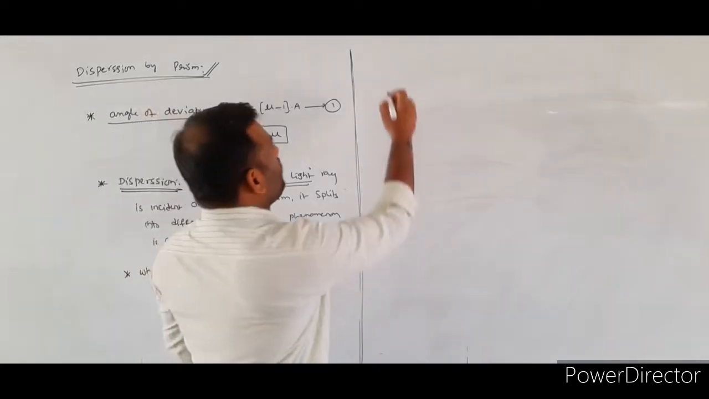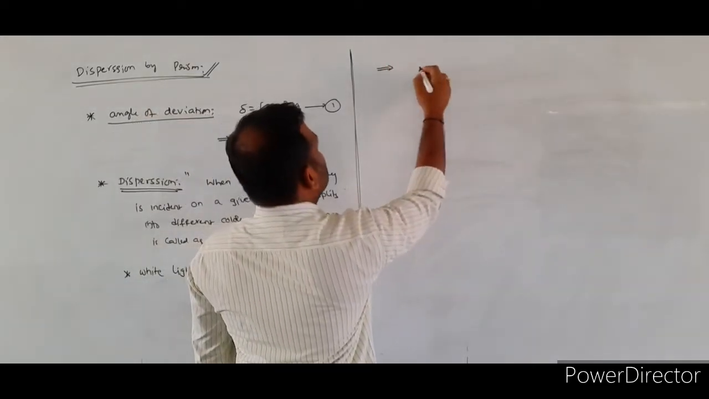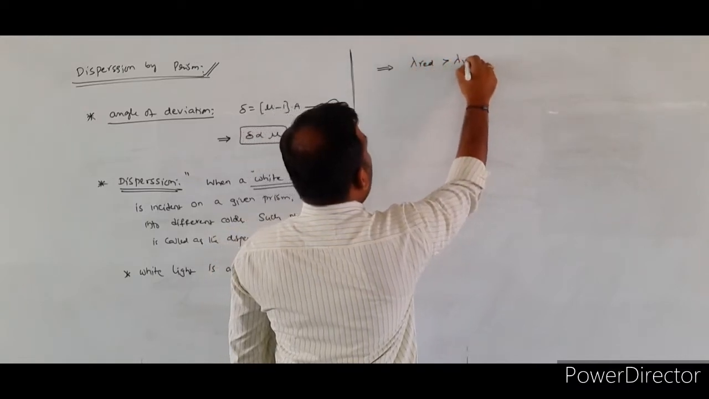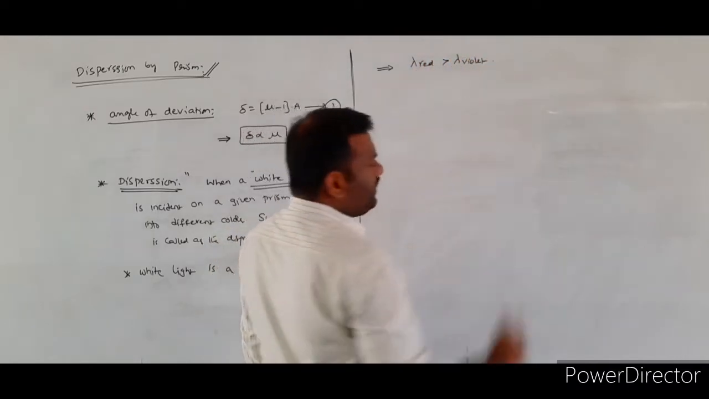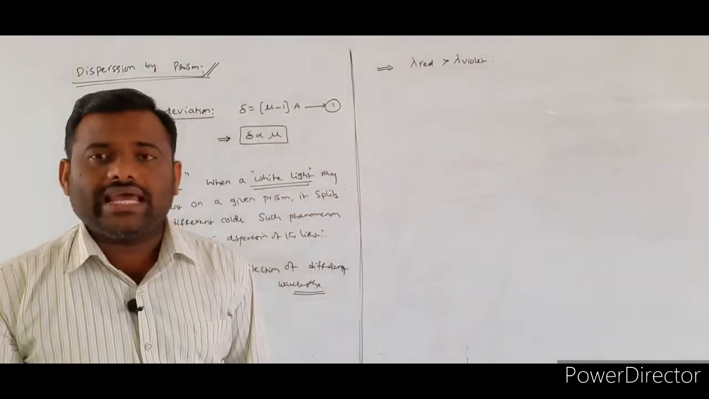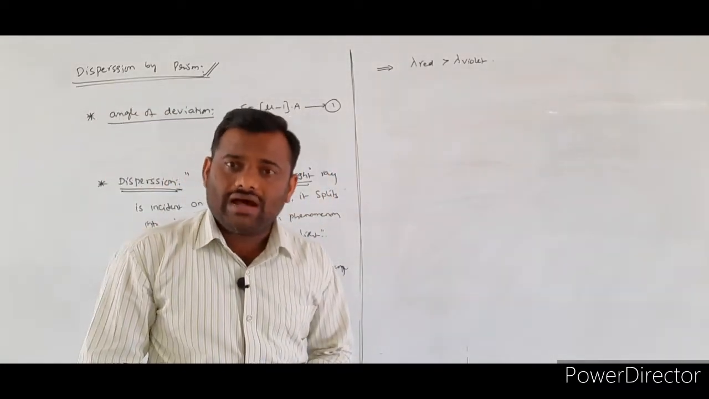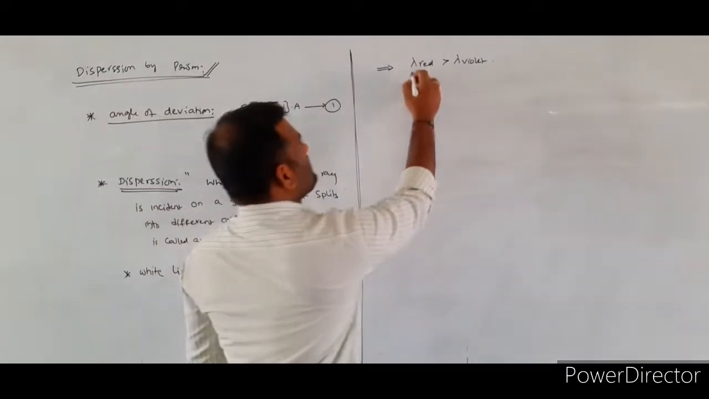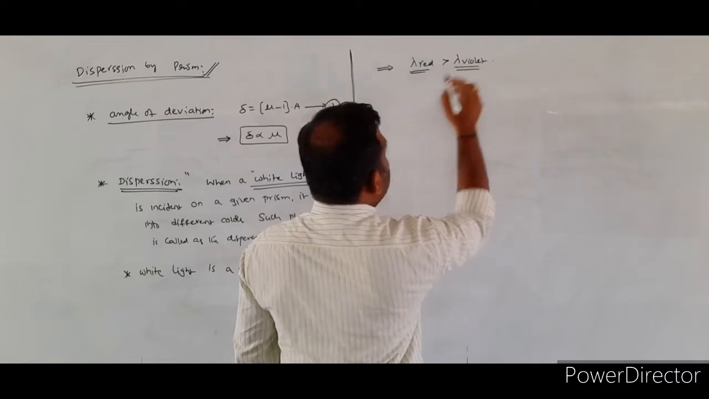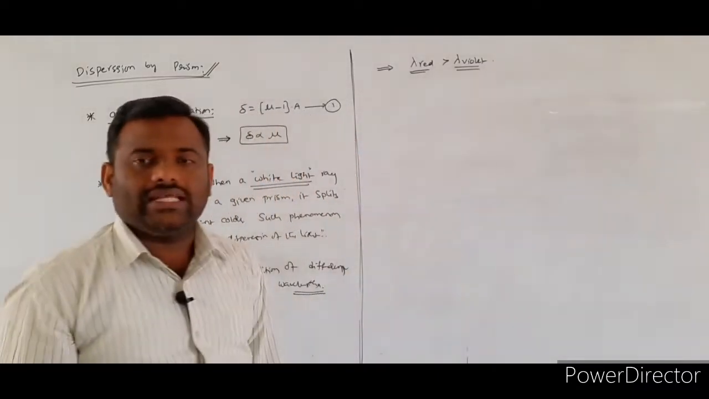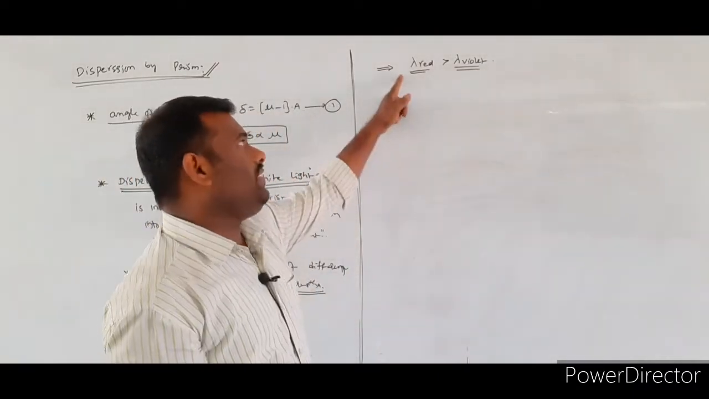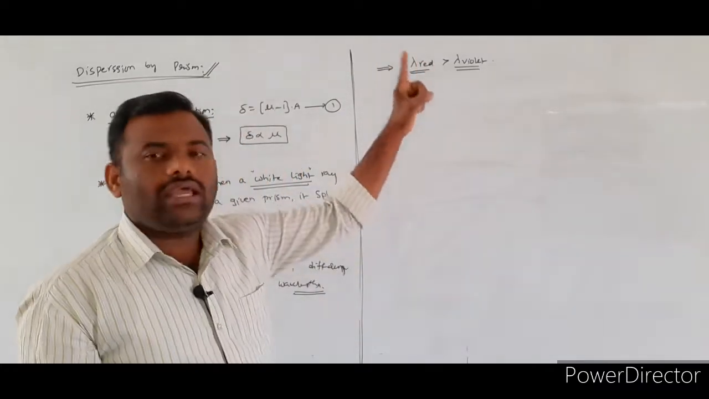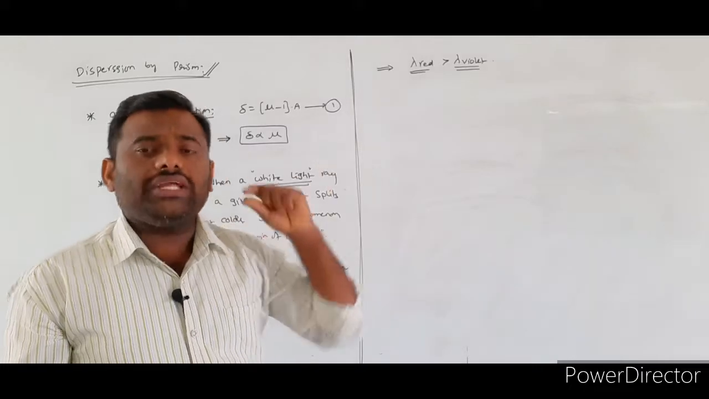Different wavelengths are deviated in different directions. Already we know the relation. The different colors of the light have different wavelengths. Here I consider two different colors: one is red color, another one is violet color. In general we know that the wavelength of the red color light is greater than the wavelength of the violet color. And one more relation will be there.